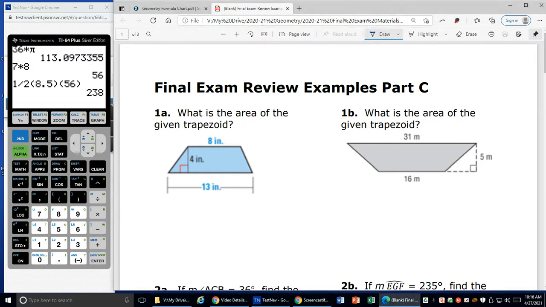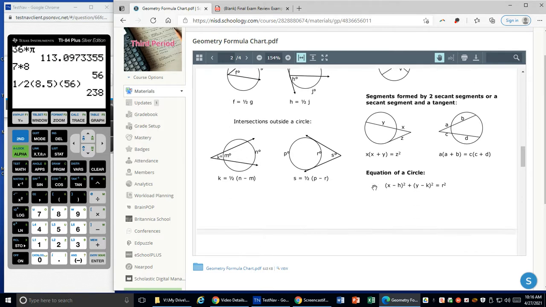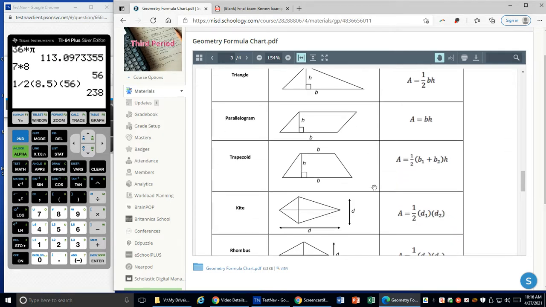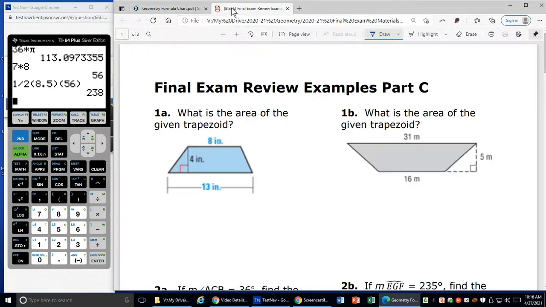So the first thing I'm going to do is go find the area formula for a trapezoid. On my formula chart, which I have open in another tab, the area equals 1/2 (B1 plus B2) times h. I can see the bases are those two parallel sides, and the height must hit at a 90-degree angle. So I'm going to write down my formula.